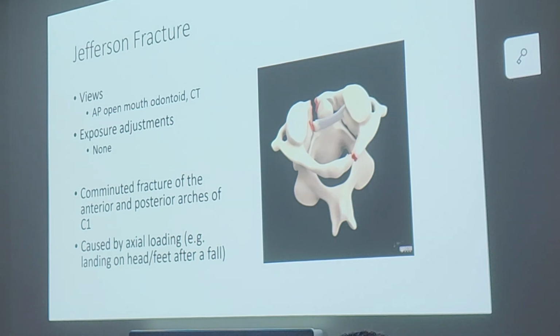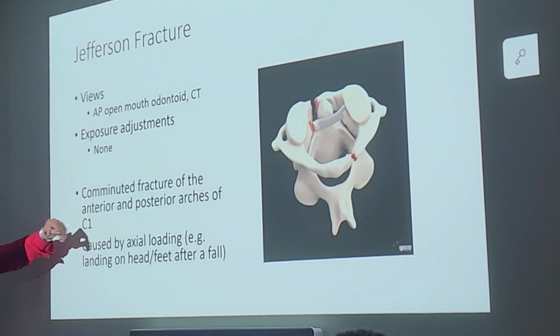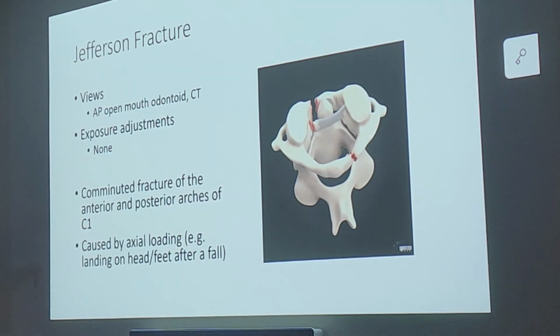Alright, Jefferson fracture, my favorite. It's a comminuted fracture of the anterior and posterior arch of C1. So a key part about Jefferson fracture is that it's in C1. Is this the anterior or posterior arch, guys? Posterior. Why is that? Because of the spinous process. So you have this posterior arch right here and the anterior arch, and those are both being fractured.